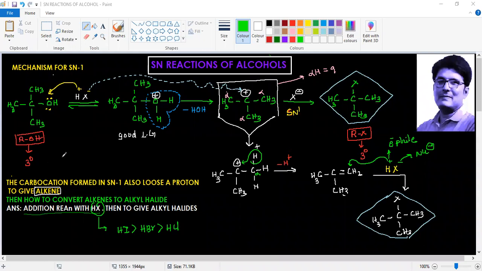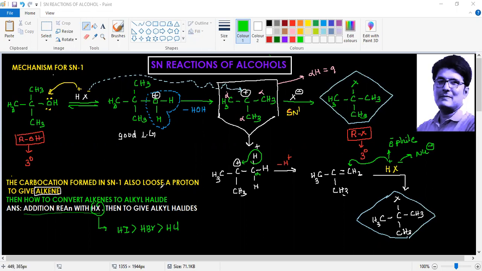Okay guys, according to all these phenomena, we can conclude that alcohols give substitution reactions but not elimination. Alcohols give only substitution products with HX, not elimination products. Very important point, please note that.